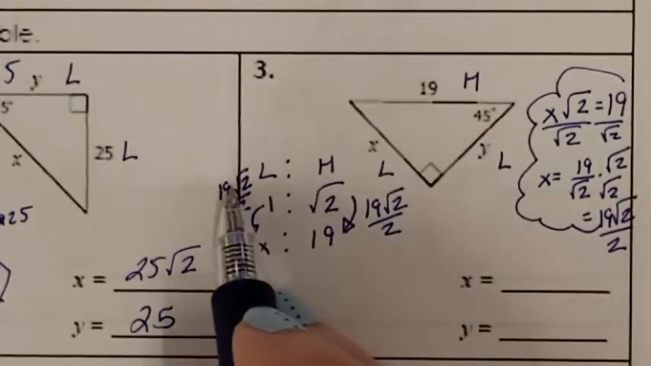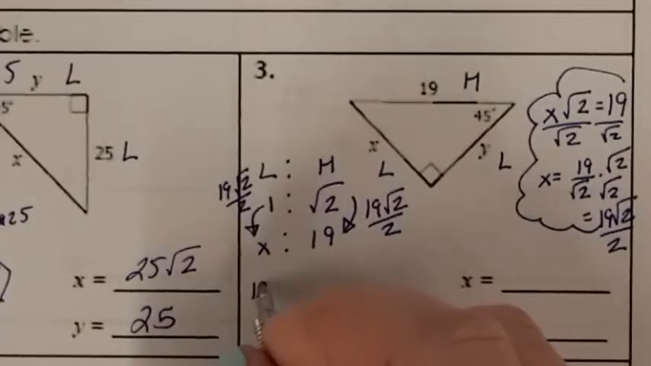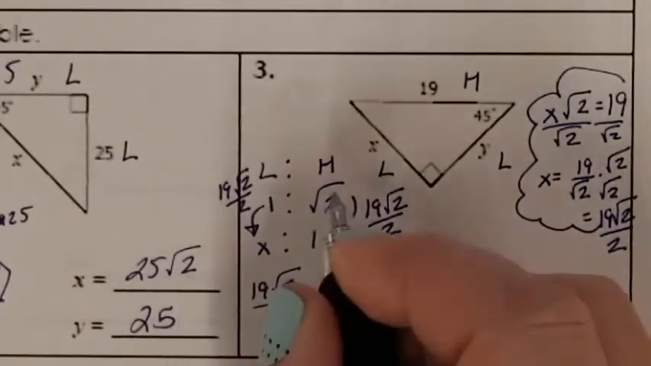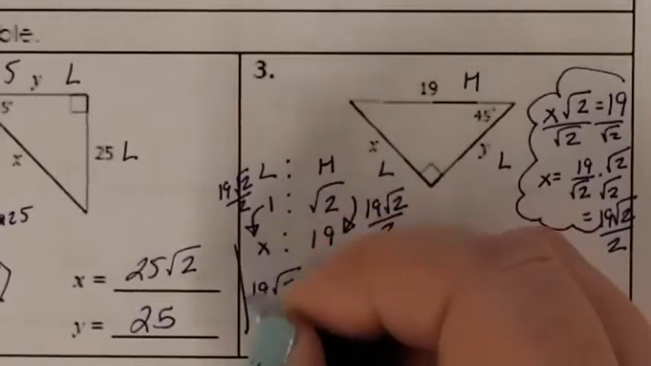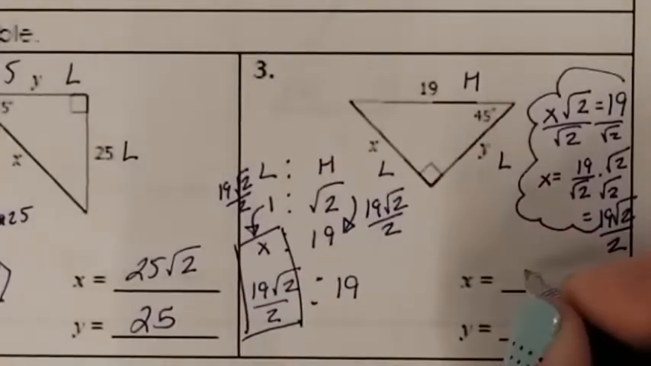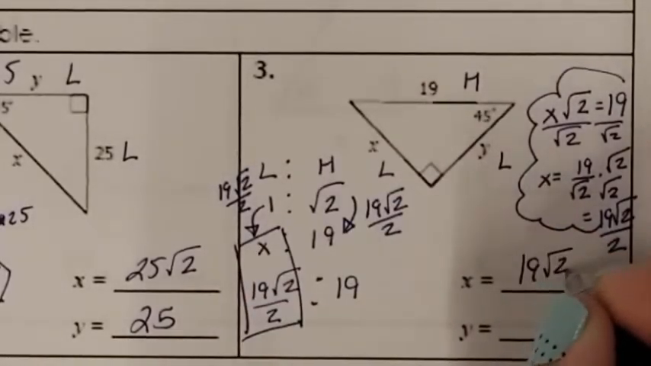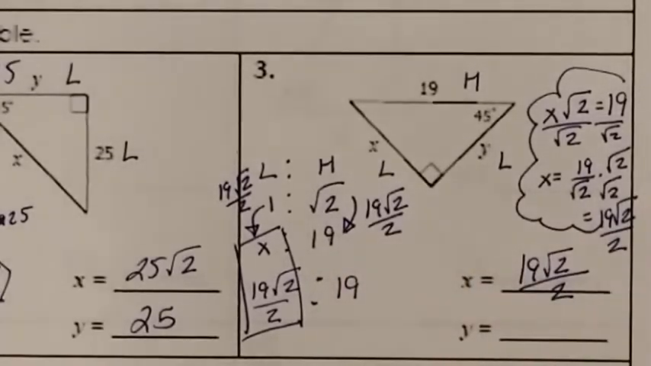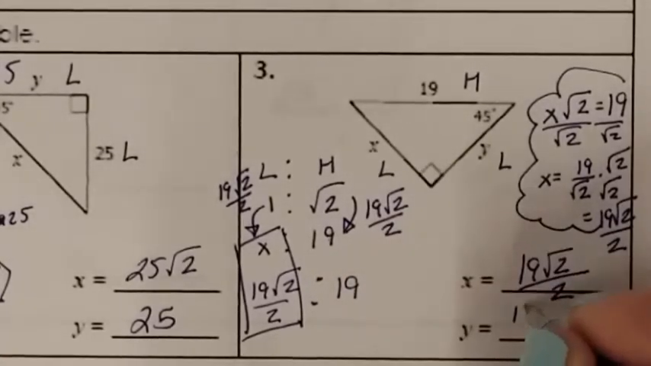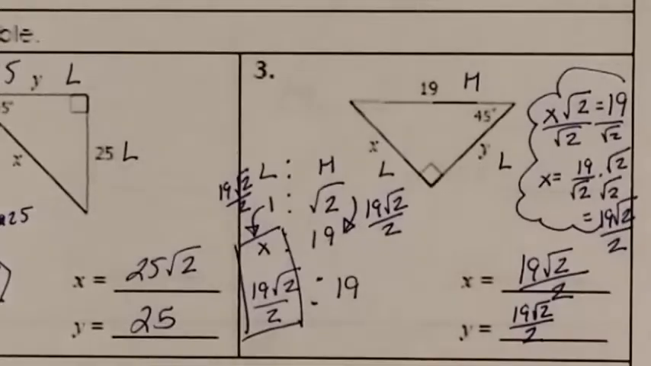So 1 times 19 root 2 over 2 gives me 19 root 2 over 2. We already knew the hypotenuse was 19. So we just found out that my x value is 19 root 2 all over 2. Well, x and y are the same because they're both legs. So y is also 19 root 2 all over 2.